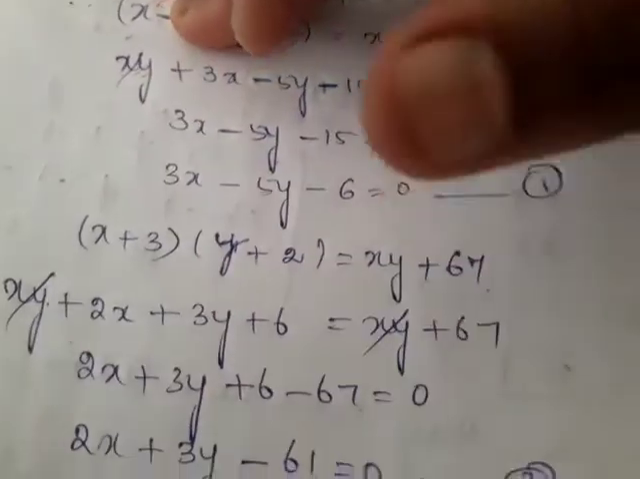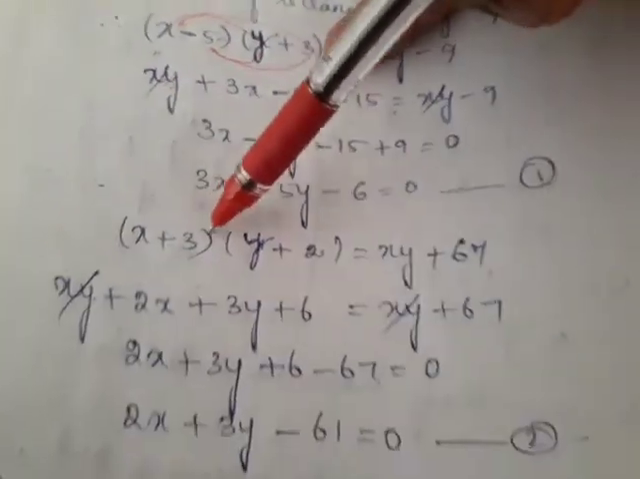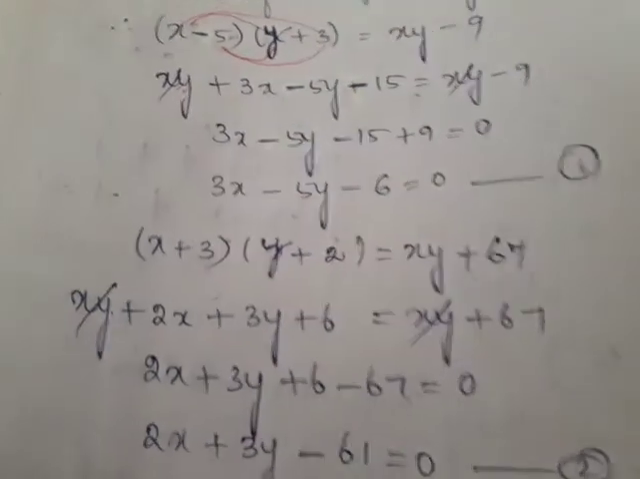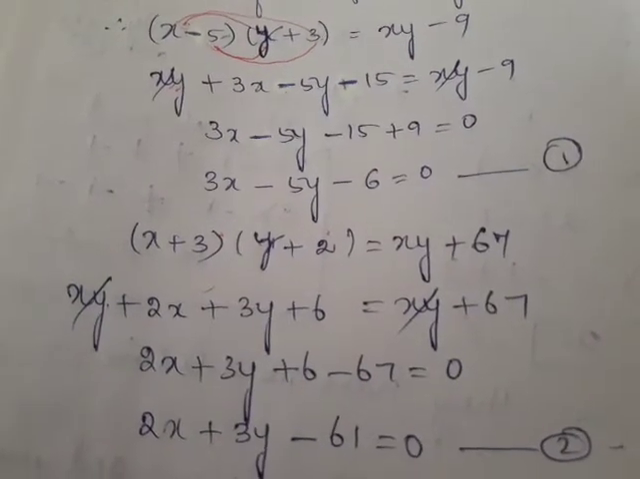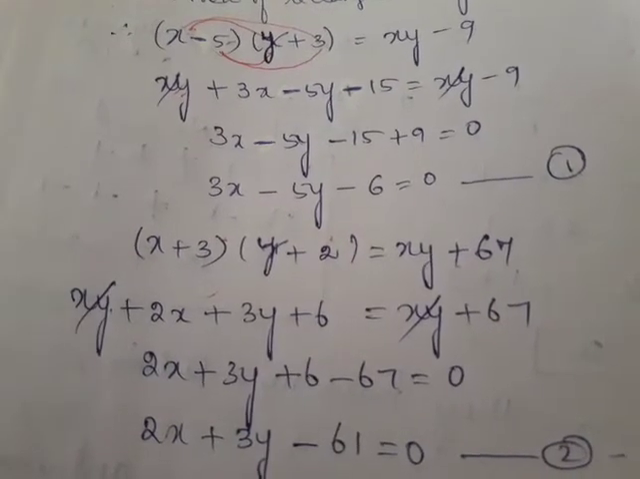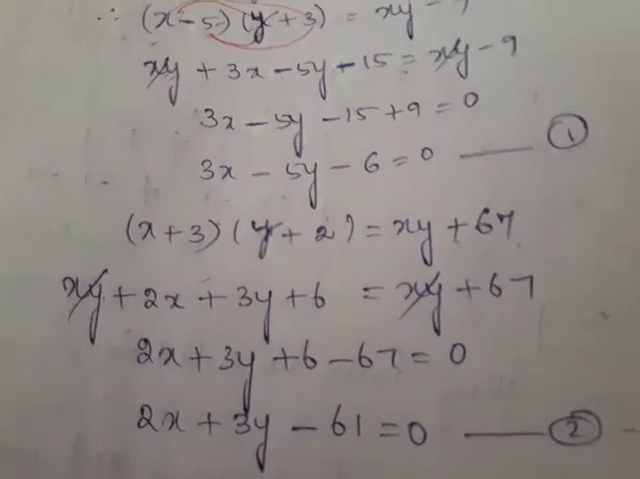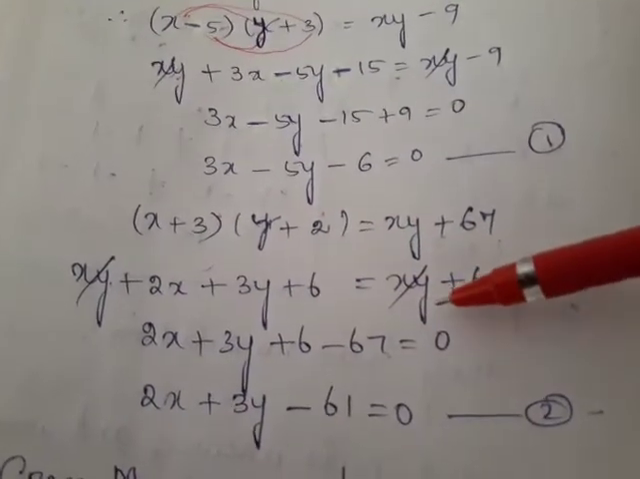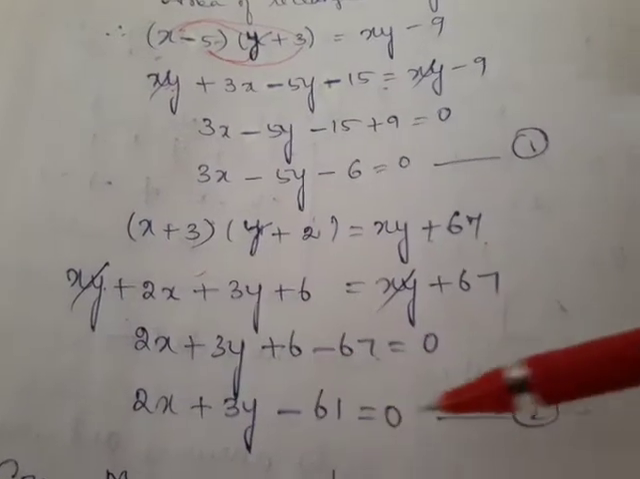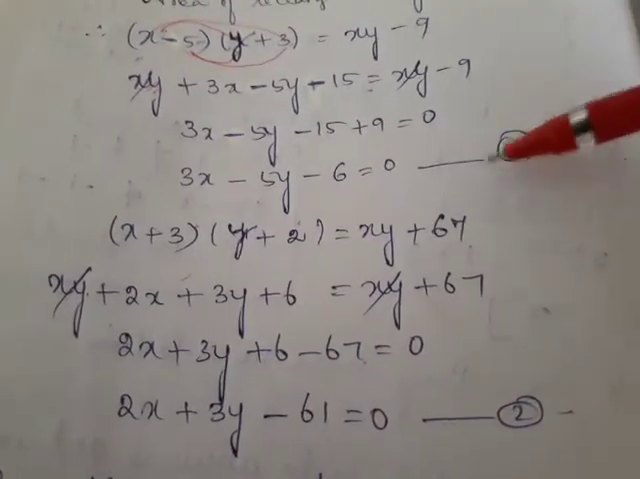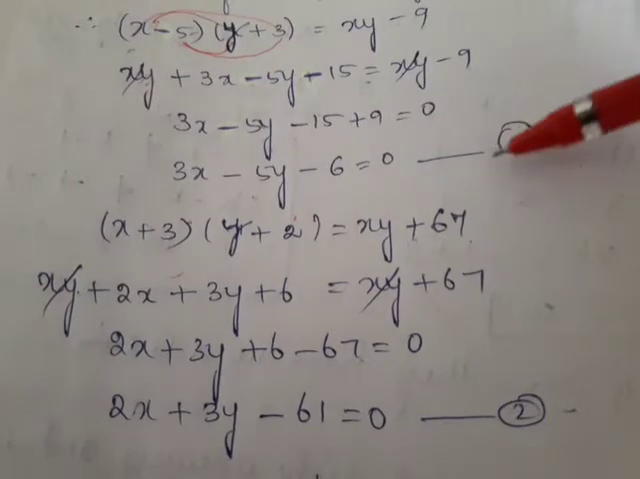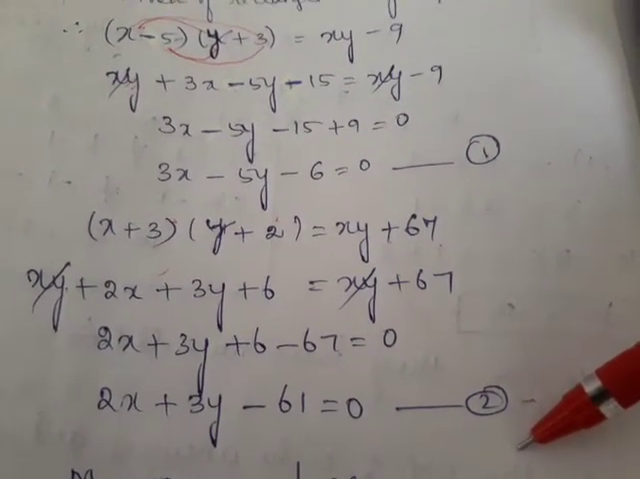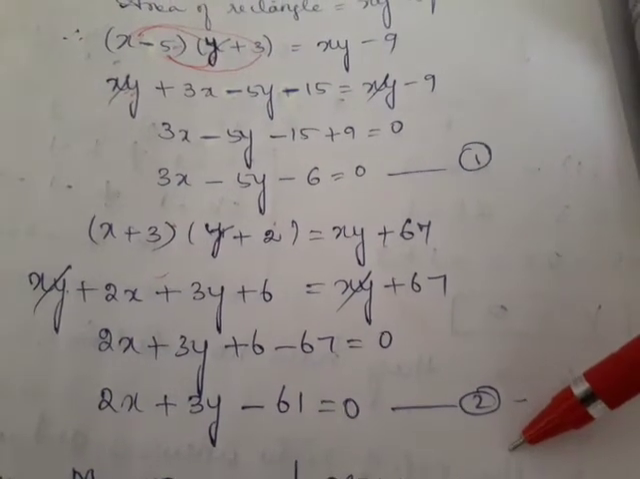Similarly, the second statement says if the length is increased by 3 and the breadth is also increased by 2, then the area increases by 67. Here both are increased. Right? So again, step by step you multiply and reduce the equation. You will get 2x plus 3y minus 61 equal to 0. Thus we obtained the two equations. You can solve by either elimination or substitution method, and you can arrive at x and y, which give the length and breadth of the rectangle.